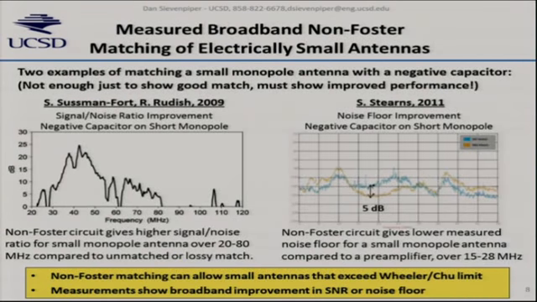And so it's not always easy to measure the efficiency of small antennas, but you can do it in terms of signal-to-noise ratio. So Sussman-Fort shows improvement of 20 dB or so over relatively broad bandwidth, beating the Wheeler-Chu limit. And Steve Stearns, in another recent paper, shows also an improvement in noise floor compared to other methods of matching or other active antenna designs. This is one with an integrated amplifier.